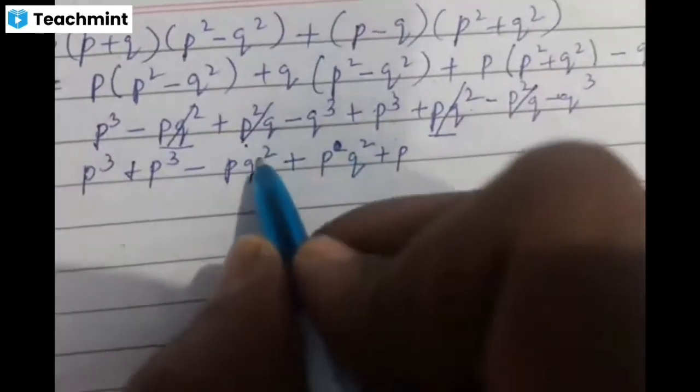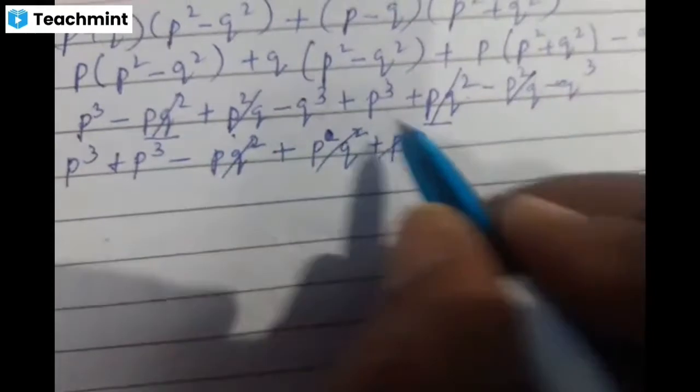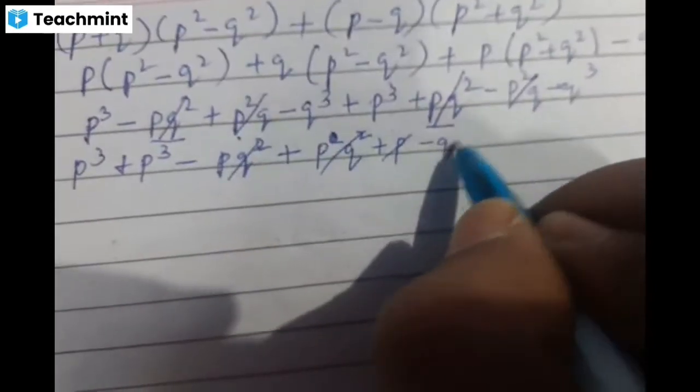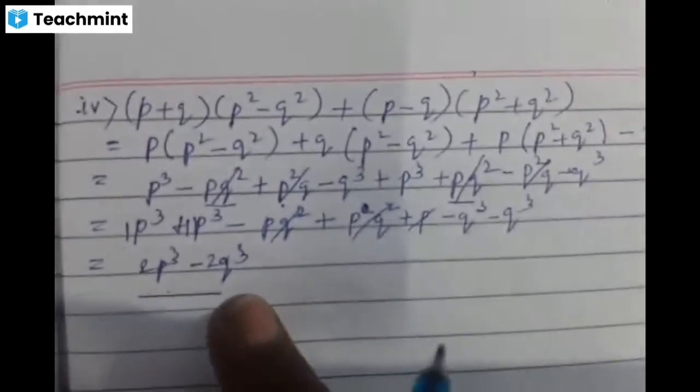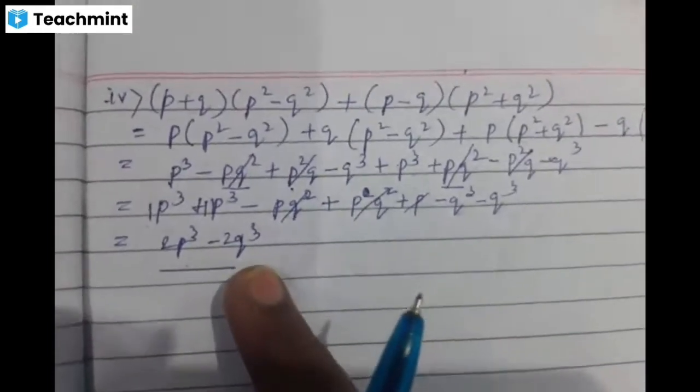So you are left with minus Q cube and one more minus Q cube. Therefore, the answer will be, you have to add the coefficients when you have like terms. 1 plus 1 is 2P cube, minus 1 minus 1, which is minus 2Q cube. So this is the answer for the fourth one, children.